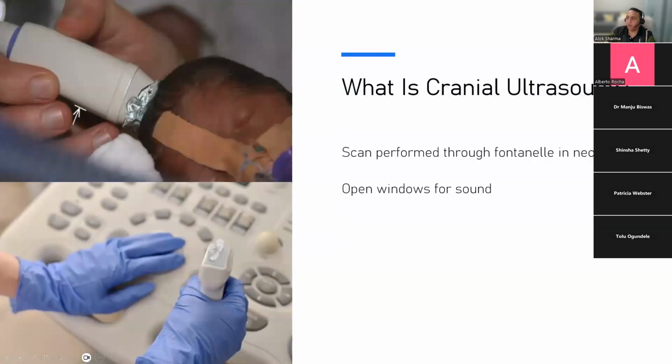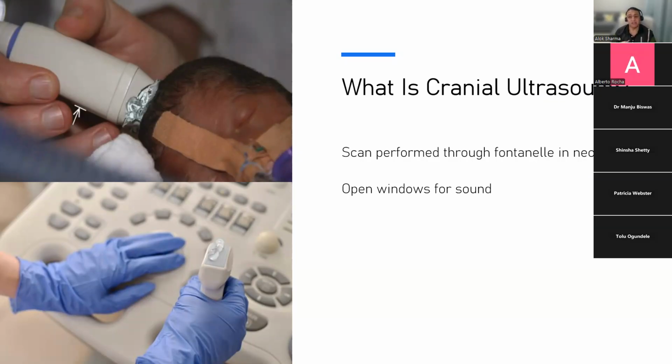but really what I would say is that cranial ultrasound is essentially a scan that's performed through open fontanelles. The word is open. And the reason I say open at this particular point is because what you'll find is there are a large number of babies who have very small fontanelles. There are a large number of babies who have problems with their hair.